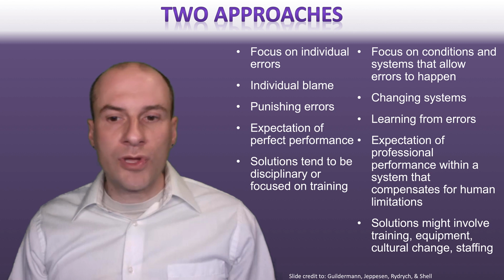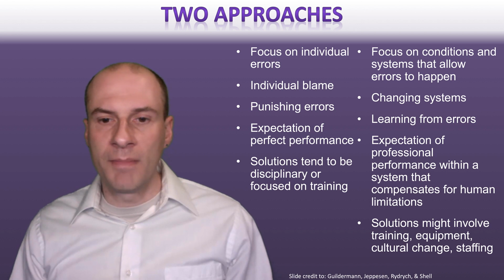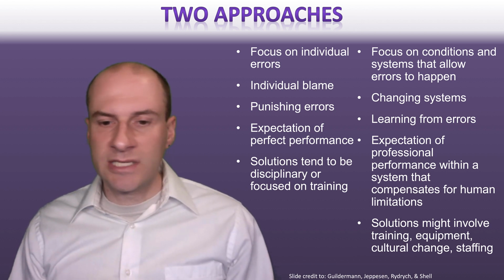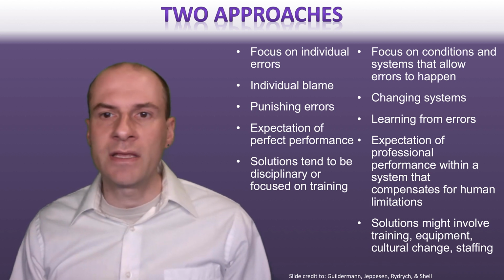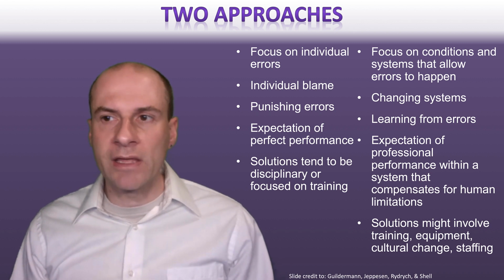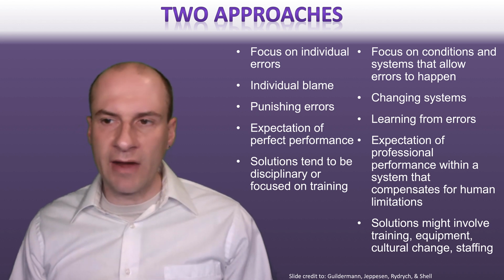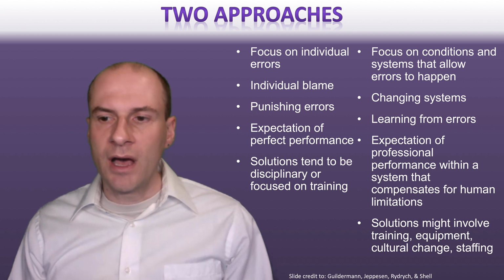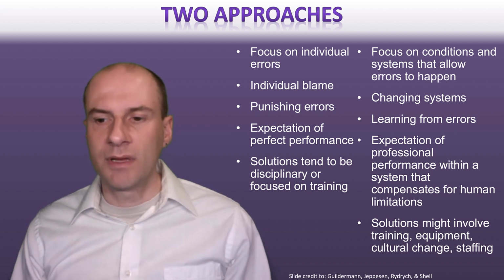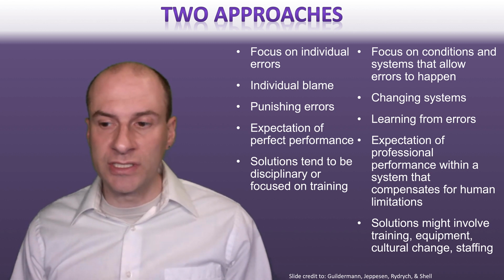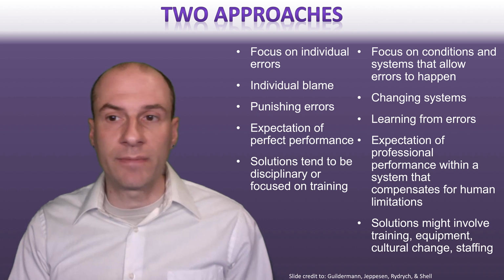So, you could view this initial approach as the blame approach: focusing on the individual, punishment, expecting perfection, disciplinary approaches, and only training, as opposed to looking at systems, right? That's sort of the blame approach. And the goal here is to shift to a different approach, which is looking at systems for why the errors occur, changing those systems, learning from them, and thinking about professional performance in a system, and recognizing that humans have limitations, and looking for solutions that might be a range of different types of solutions that you'd consider here.